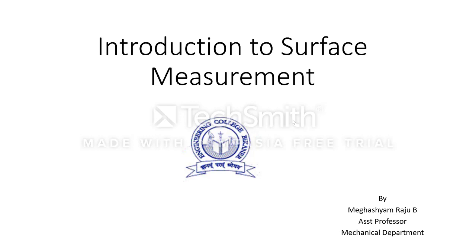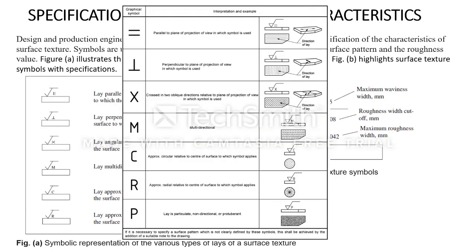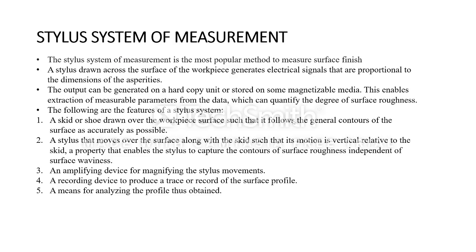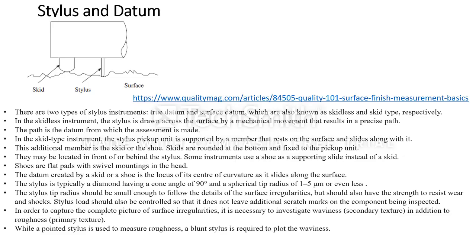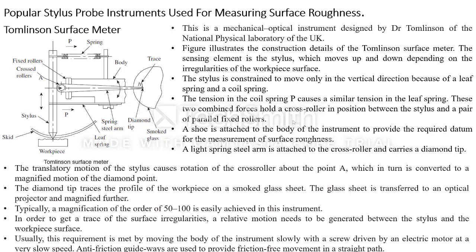In the previous class, we have seen the stylus probe instrument used to measure the finishness of the surface. I have explained what a stylus system is, how it works, and what the two types of stylus systems are. And now we'll be seeing popular stylus probe instruments used for measuring surface roughness.